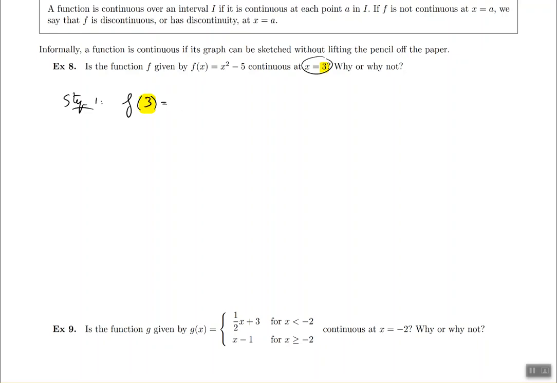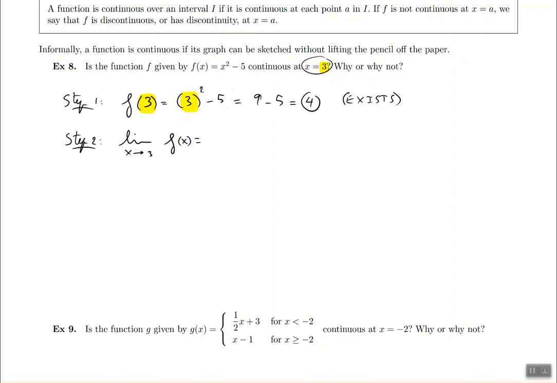Does it even exist? That means take the function that you have and plug in 3 into all of the x's. And when you do that, you get 9 minus 5, which is at the end 4. So the function actually exists at the number 3. There's an answer, and the answer is 4. So that's great. So that's the end of step number 1.